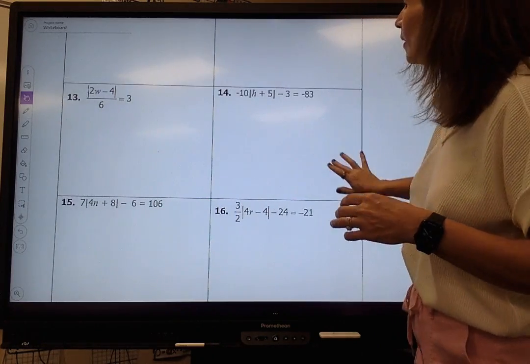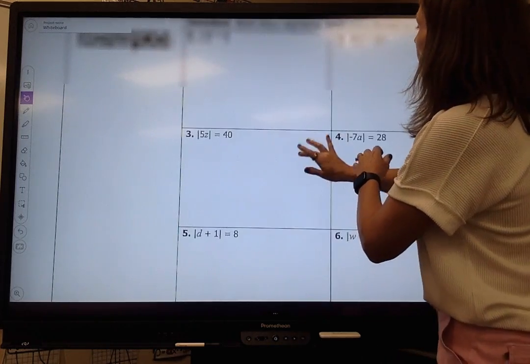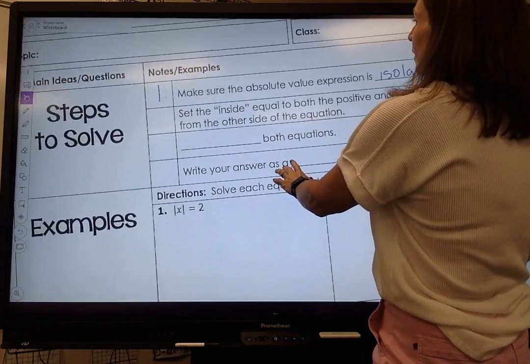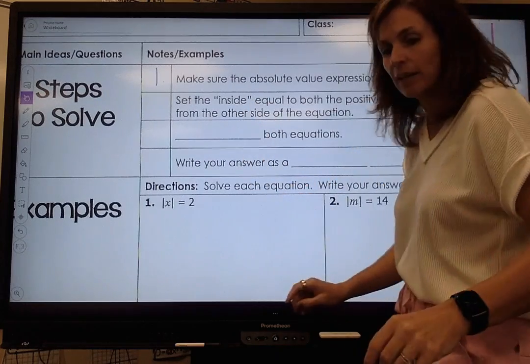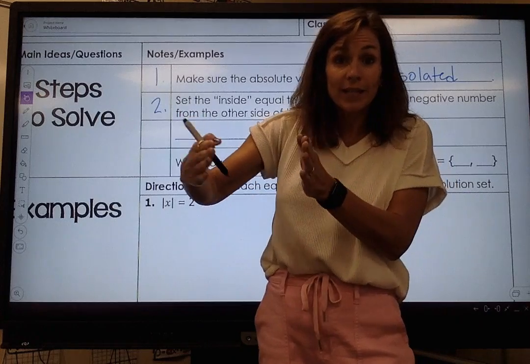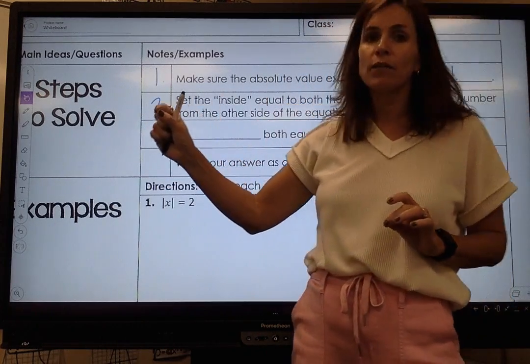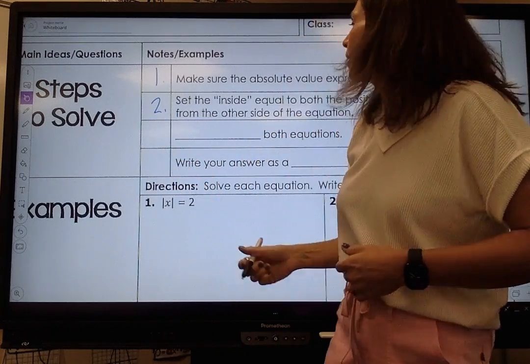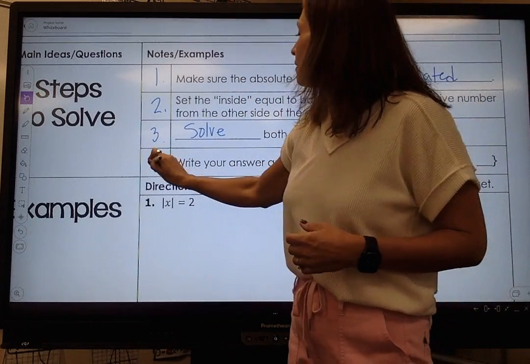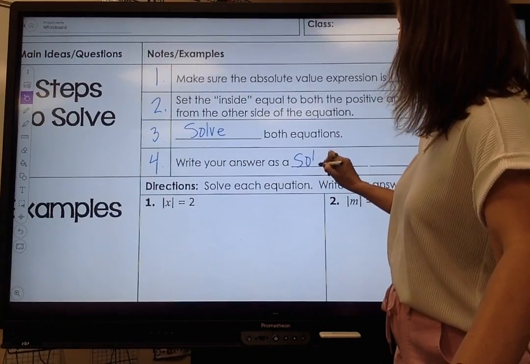Okay, now, that's the first step, understanding what isolated means. So now that you know what that means, we can move on to step number 2. Once it's isolated, step number 2 says we are going to set whatever's inside that isolated absolute value equal to both the positive and negative number from the other side. That's easier when we look at it. Step 3 is we're going to solve both equations. And then step 4 is we're going to write your answers as a solution set.